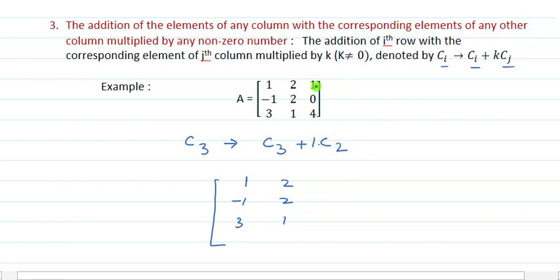Now let me apply this operation. This is simply C3 implies C3 plus C2. So this element of C3 will be added to one time of element of C2. So 2 plus 1 simply we are getting 3. Similarly this 0 of C3 will be added to one time of this 2. So we are getting 2. Now this 4 of C3 will be added to one time of this element 1 of C2. Means we are getting 5. So in this way we can apply this operation on any of the two columns.